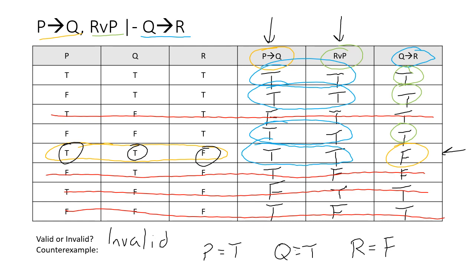So again, the whole point here is that you can have multiple instances in which all the premises are true and the conclusion is true, but as long as you have one instance in which all the premises are true and the conclusion is false, that's enough to make the whole argument invalid.